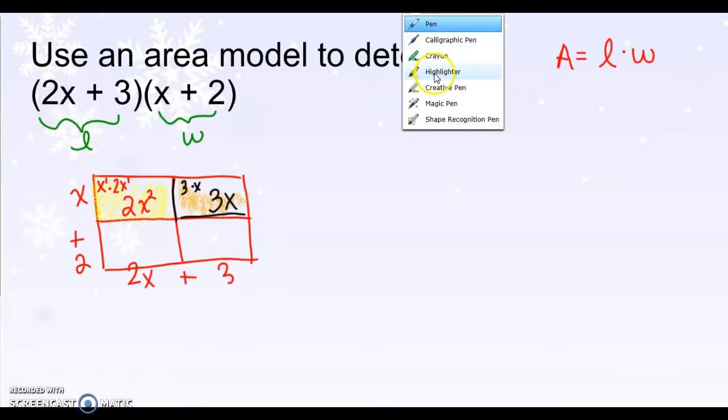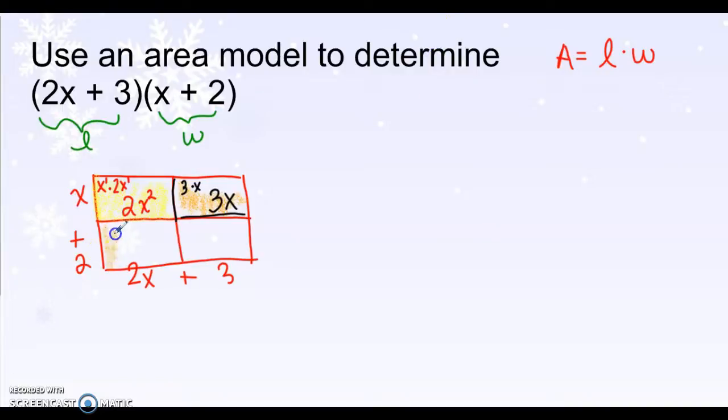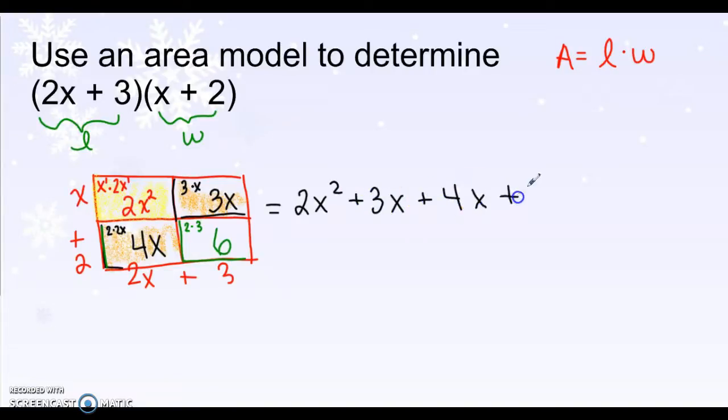The one below it in diagonal, right here, has a height of 2 and a width of 2x. So we've got 2 times 2x, which makes it 4x. And then the last one that we have has a height of 2, because that height is constant all the way over, and a width of 3. So we've got 2 times 3, which is 6. So the total area is what we want, and that comes from adding up all 4 of the squares. 2x squared plus 3x plus 4x plus 6.